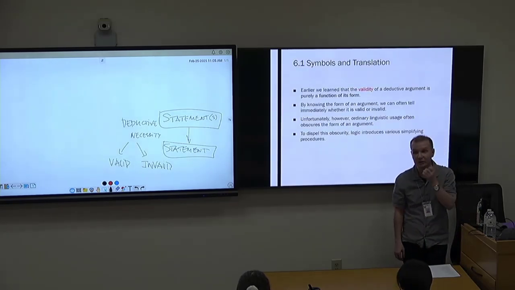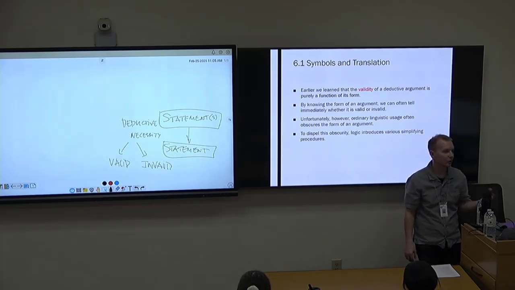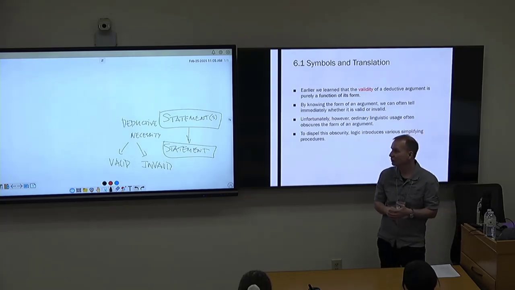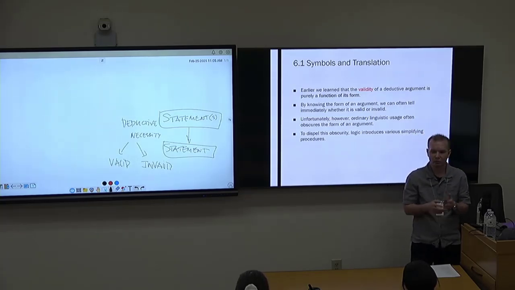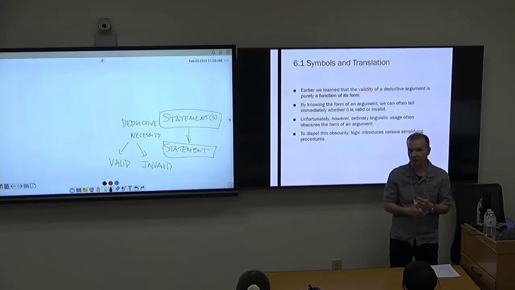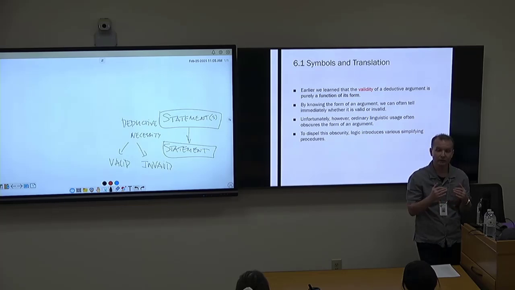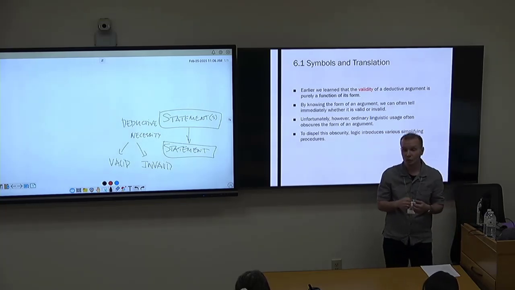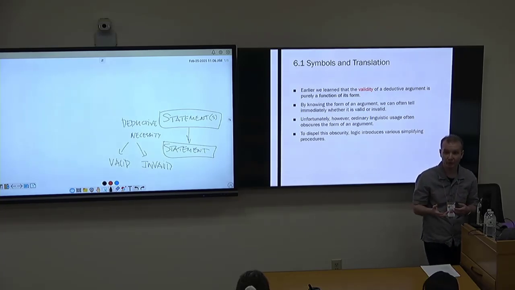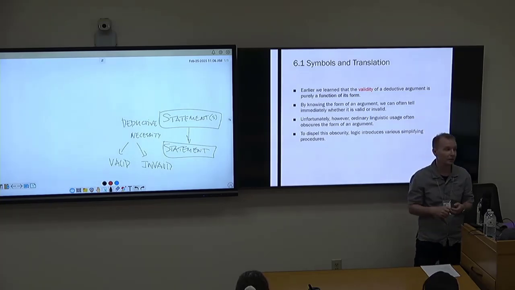Okay, symbols and translation. First of all, we learned that validity is a function of the form. Remember, whereas with inductive arguments, in order to know whether they are weak or strong, you look at the content. What are they talking about? Here, you don't need content. They could be talking about anything. As long as the form is valid, the argument will be valid. As long as the form is invalid, it will be invalid. So we can extract the form and work with the form itself. And that is enough for us to understand validity and to work with validity. But to do so easily, we need certain rules. And this is what we're going to start learning now.